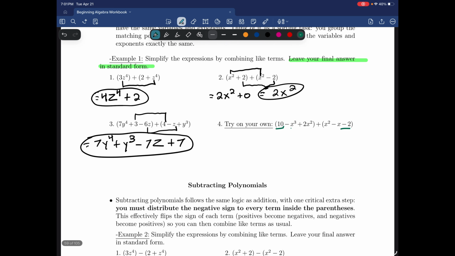For this x cubed, there are no other x cubed terms at all, so that term is on its own and doesn't have any like terms. We have a 2x squared here and an x squared here.